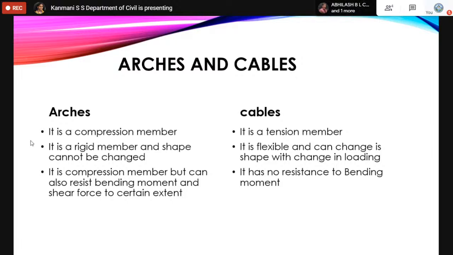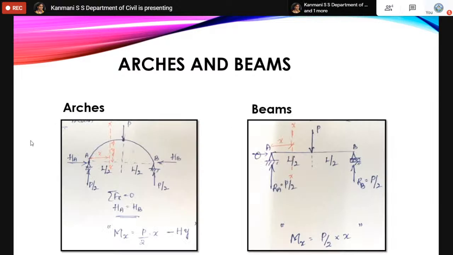And arches are rigid members. The shapes cannot be changed with the loadings. It will stay the same. So the compression, even though it is a compression member, as I already told you, it can take the bending moment and shear force to a certain extent. So these are the basic differences between arch and cable.